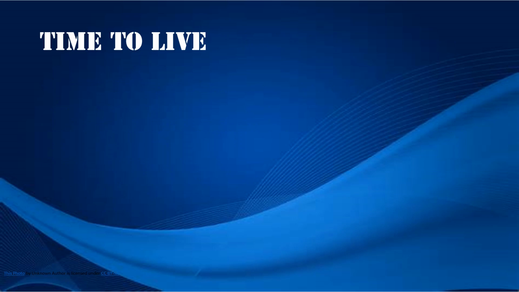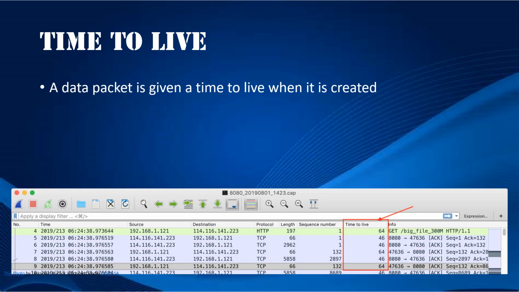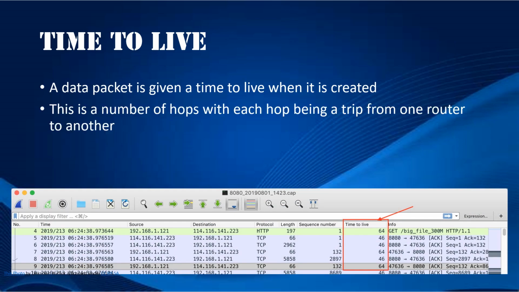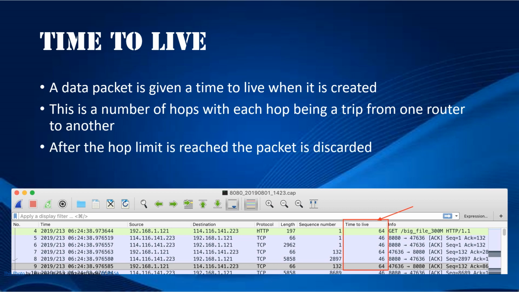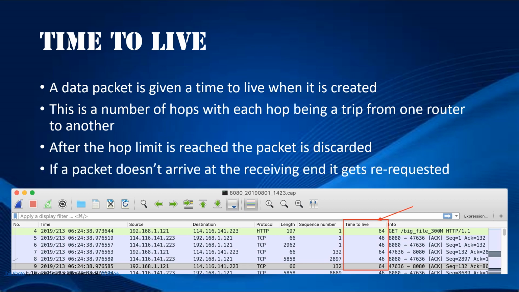A data packet is given a time to live when it is created. This is a number of hops, with each hop being a trip from one router to another. After the hop limit is reached, the packet is discarded. This helps deal with packets that get lost on their way to their destination. If a packet doesn't arrive at the receiving end, it simply gets re-requested.